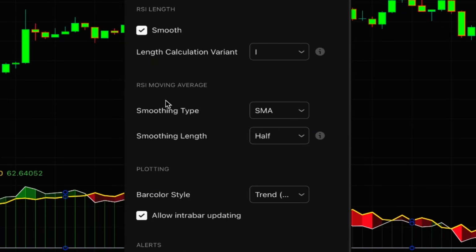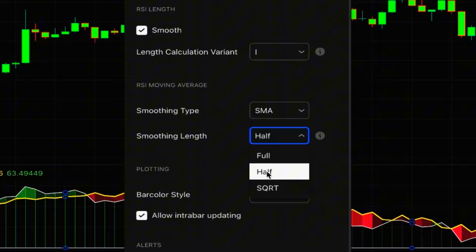And for the RSI moving average line, you have two options, which are simple moving average and exponential moving average. I prefer SMA because I want it to be smoother and less responsive. And for the length of this moving average line, since we don't have any fixed length for our RSI line, it needs to be calculated by the help of a method. Full uses the entire calculated dynamic length, half uses half of the dynamic length, and square root uses the square root of the dynamic length.